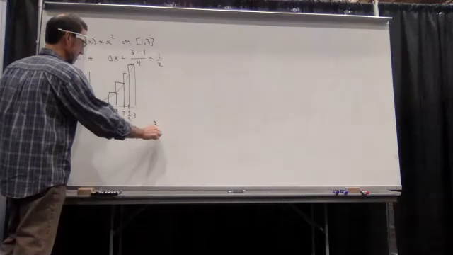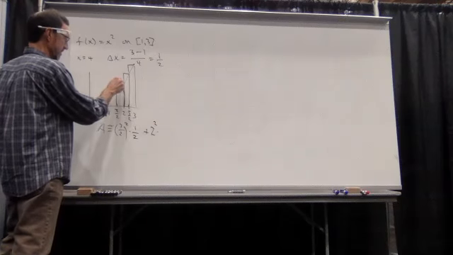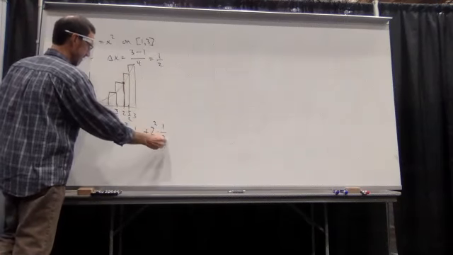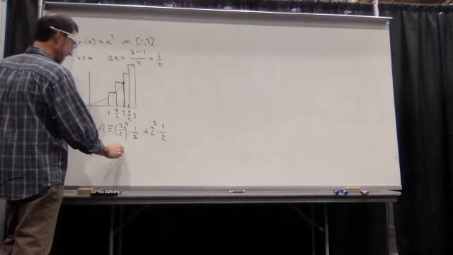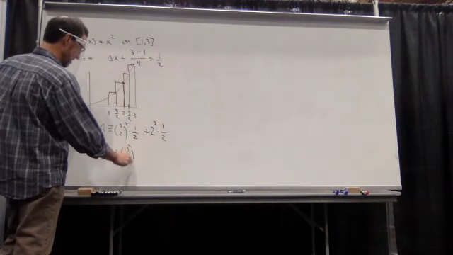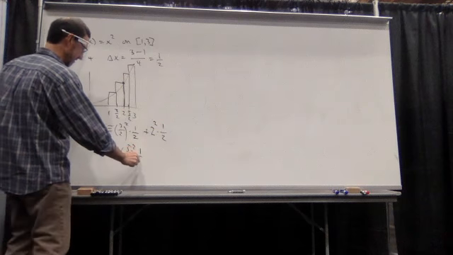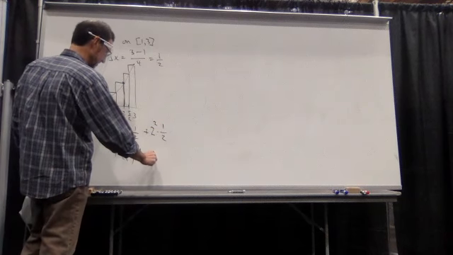And then we get 2 squared, the height here, times 1/2, plus 5 halves squared, times 1/2, plus the last one, 3 squared.